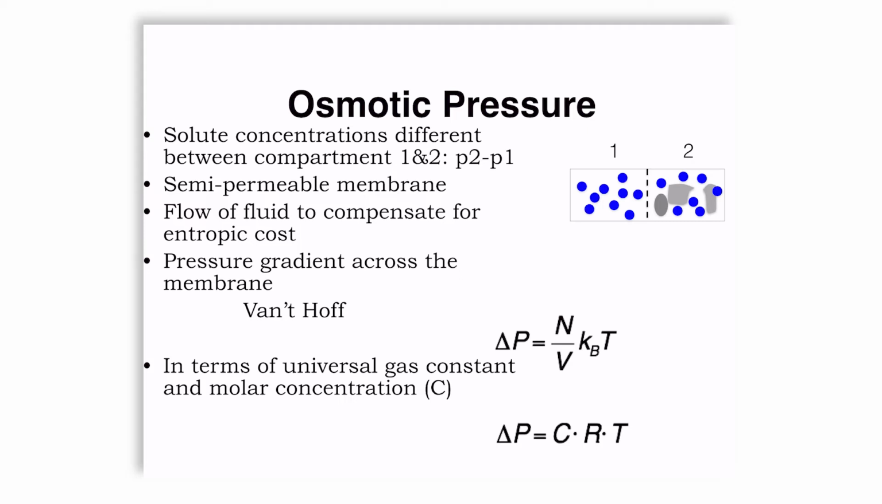This entropic cost is a funny one because it suggests that there is some degree of order in compartment 2 where there is a concentration of solutes. And this order, by the second law of thermodynamics, tends to get more disordered, and the only way to do it is to create more redundancy in the positions, and that's what drives the fluid flow. This is a mechanistic explanation, and we'll get to some more details of this in a bit.